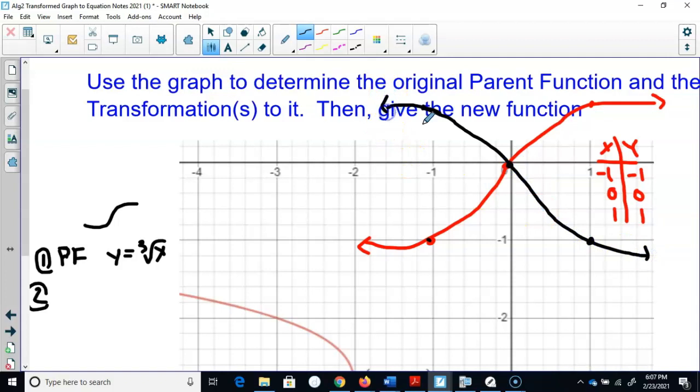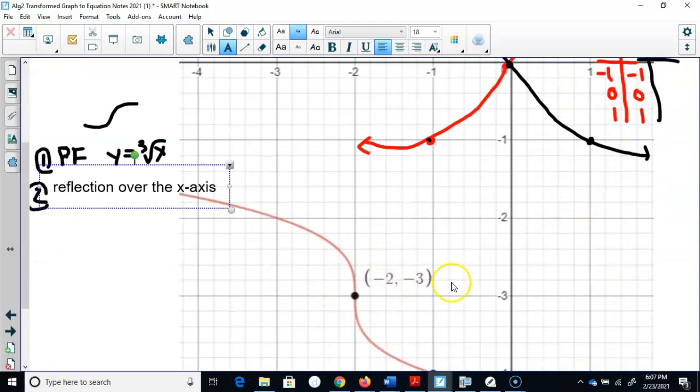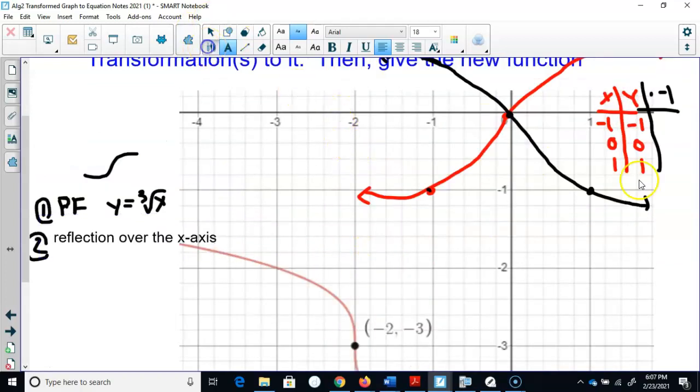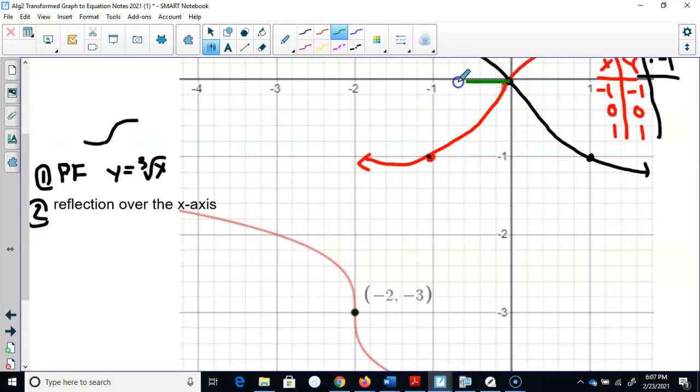That's a reflection over the x-axis, and that's dealing with the y values, which is a multiplication of -1. Again, I'm figuring out step 2 right now, what transformation happened. So there's a reflection over the x-axis. Next, I want to see, how did I get way over here? So it looks like I'm going to start at the origin, and here's my new origin. I moved to the left 2 spaces, and down 3 spaces.